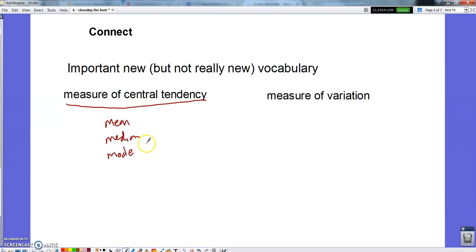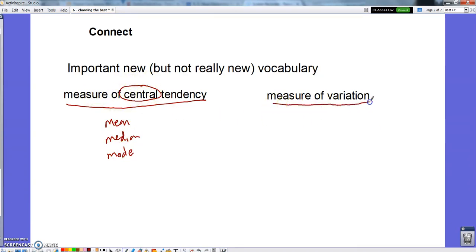They all kind of have to do with trying to find the middle, center, sort of common part of the data. And so sometimes you hear those called measures of central tendency. And if you hear that word, I don't want you to be scared about it. It just means the mean, median, and mode. Those are the three things that are different ways to measure the central middle of the data.